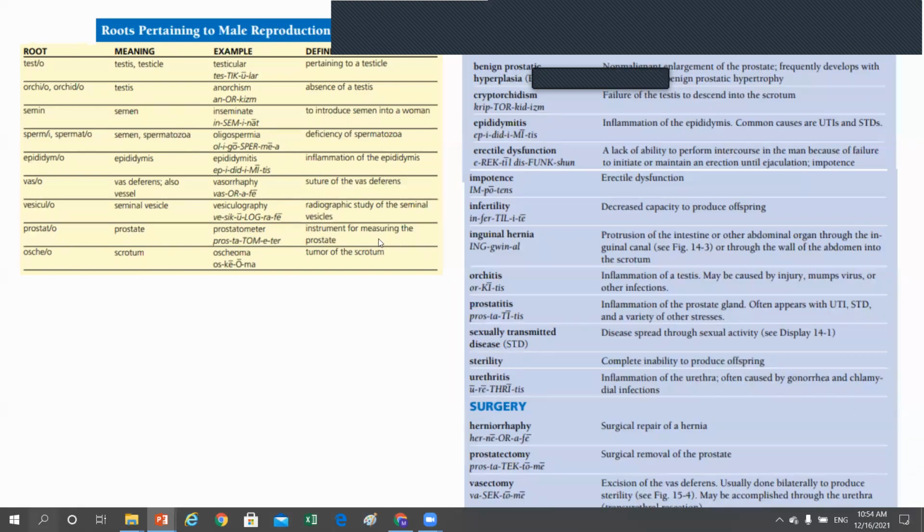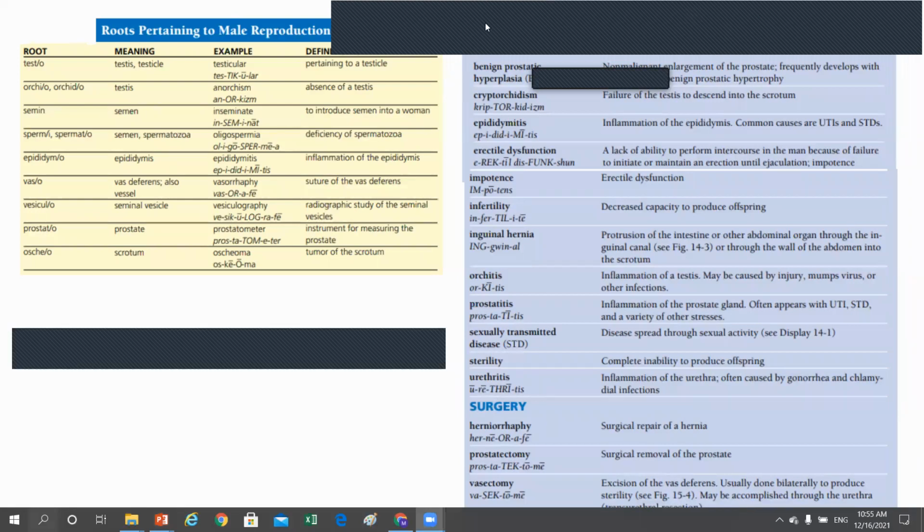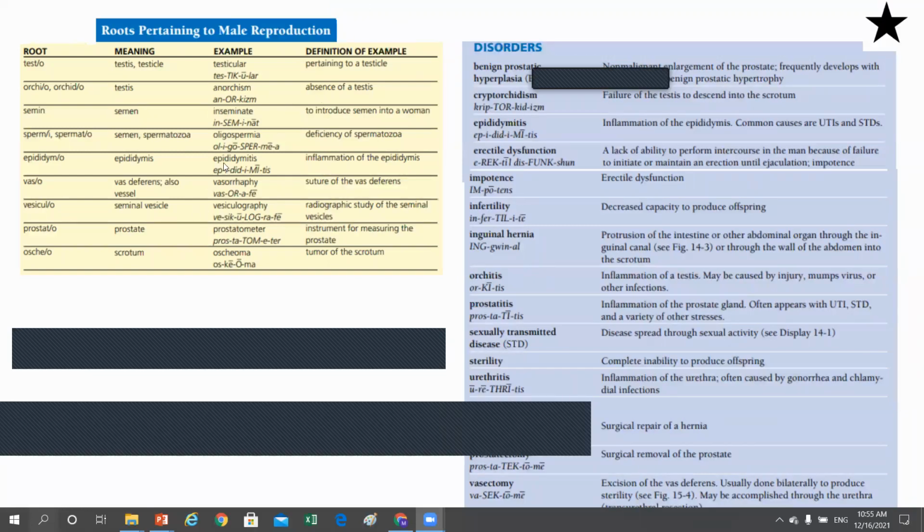Then we have the prostatometer, an instrument for measuring the prostate, the size of the prostate, for example. Oscheo, scrotum, also for the scrotum. Oscheoma, tumor of the scrotum. Then if you go to the second chart, let us put them here. So these are different disorders which we can see in case of the male genital system.